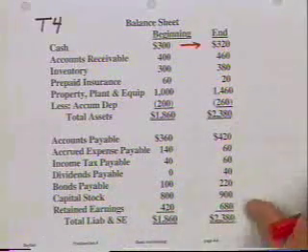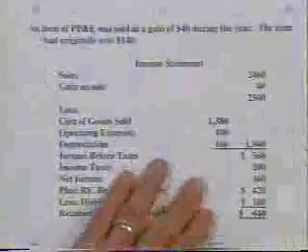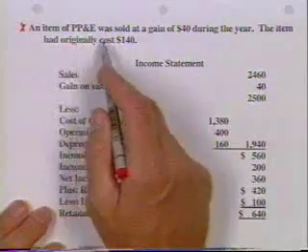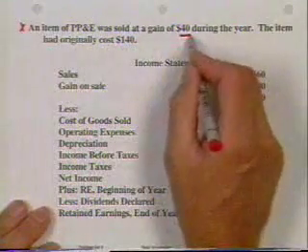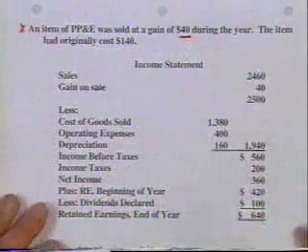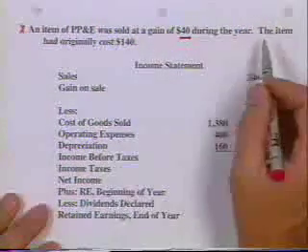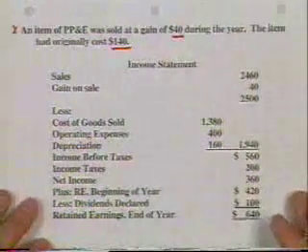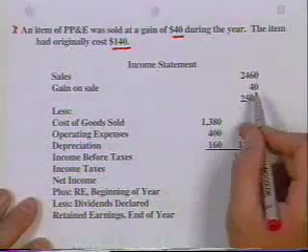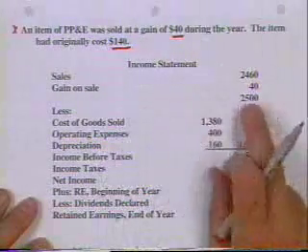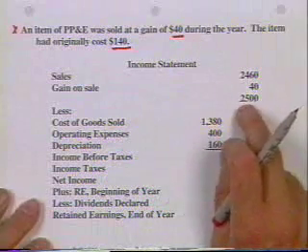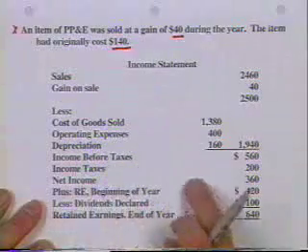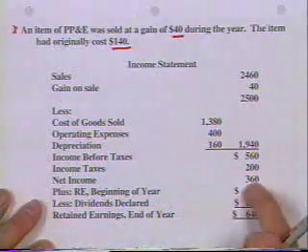The second page of information is the income statement. Notice up here, an item of property, plant, and equipment was sold at a gain of $40. We will use that later in our analysis. So these are all things that we will use. And the item had originally cost $140. On the income statement, sales $24.60, gain on sale $40. So total gains $22,500 less various expenses give us net income for the year of $360.